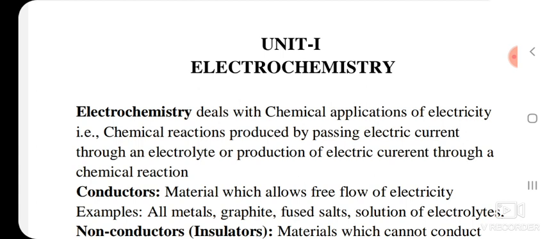So let's get started. Electrochemistry deals with chemical applications of electricity, that is, chemical reactions produced by passing electric current through an electrolyte or production of electric current through a chemical reaction.